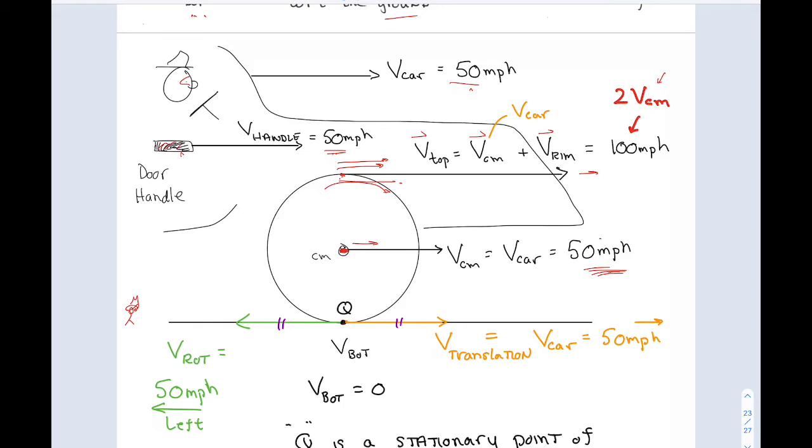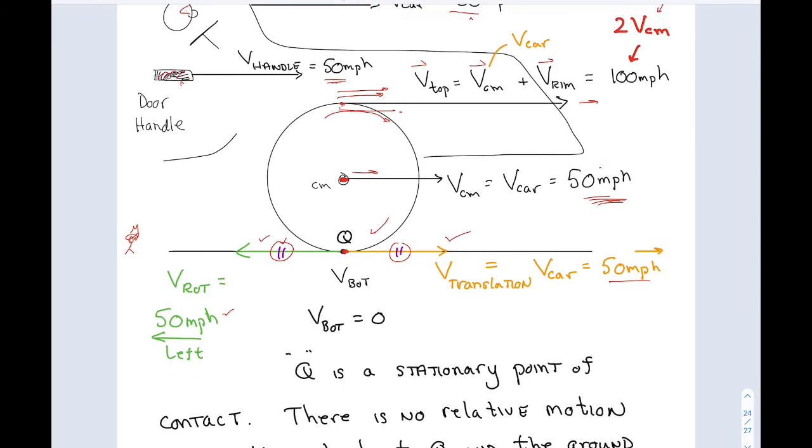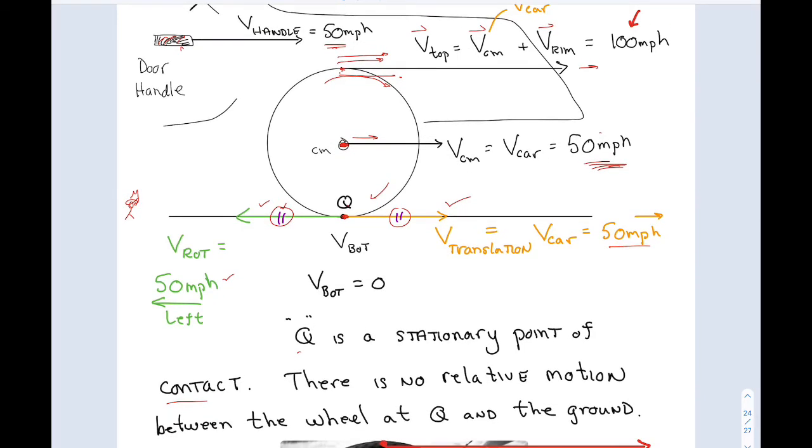Now, if I look at the bottom of the wheel, we showed that the bottom of the wheel, remember the wheel's rotating like that, has a velocity to the left of 50 miles an hour due to rotation, and has a velocity of 50 miles per hour to the right because this part of the wheel is moving with the same speed as the door handle. So moving to the right at 50 miles per hour. These two velocities cancel out, and that says the bottom of the wheel has no relative motion with respect to the ground. So I call that point Q. Point Q is a stationary point of contact. There's no relative motion between the wheel and that point Q.